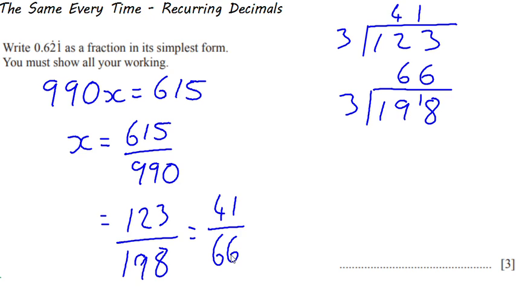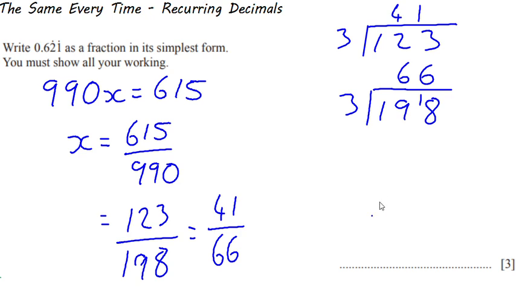And again, I need to just check, can I divide top and bottom by the same number? Well, 2, 4, 6, 8, no. 41 is odd, and 66 is even, so they won't divide by any multiple of 2. 41 doesn't divide by 3. They don't divide by 5. They certainly don't divide by 10. Can I divide by 7? 41 doesn't divide by 7. No, 66 doesn't divide by 7. So no, I can't do anything else with that. It is 41 over 66. That is my final answer.